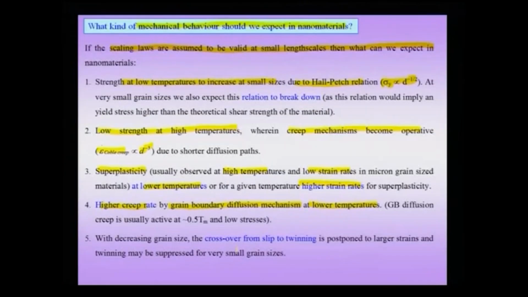Additionally, just to reiterate what we have seen before, with decreasing grain size I would expect a switch in the mechanism of plastic deformation from slip to twinning. In other words, with decreasing grain size the crossover from slip to twinning is postponed to larger strains, and twinning may be suppressed for very small grain sizes. So, this is what I expect.